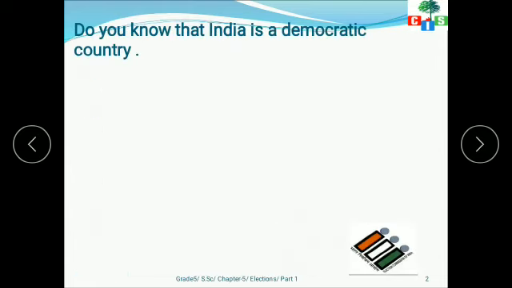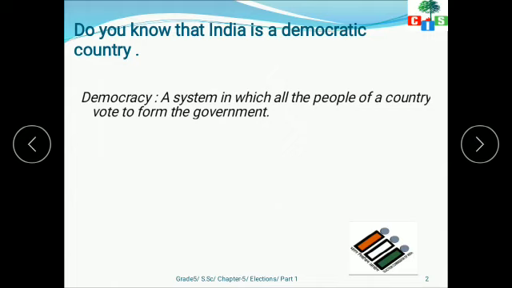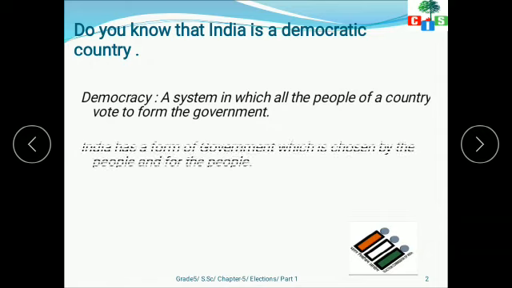Now, to start this chapter, I just wanted to ask one thing, do you know that India is a democratic country? Yes, India is a democratic country. Now, there is one word which is known as democracy. What is democracy? I think all of you know that democracy is a system in which all the people of a country vote to form the government. So through democracy only we will choose our leader who forms the government. So India has a form of government which is chosen by the people and for the people.